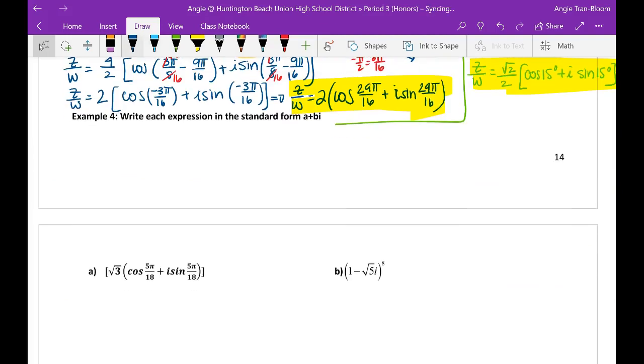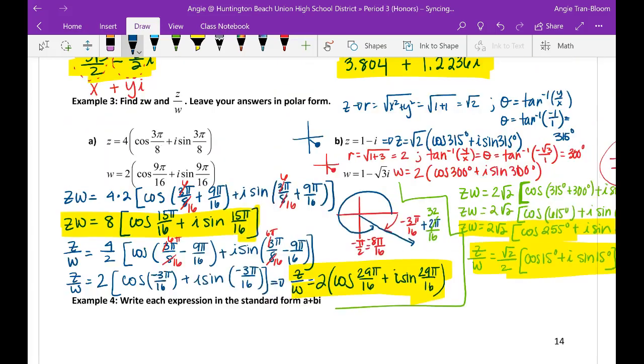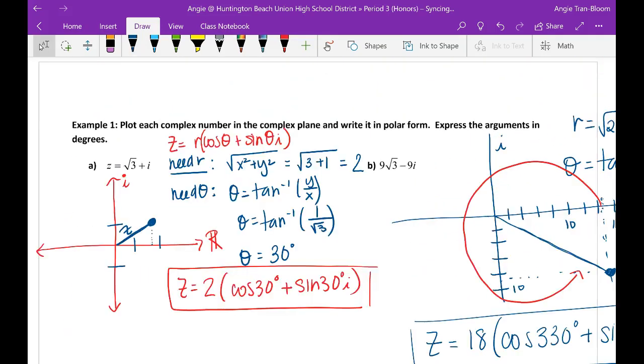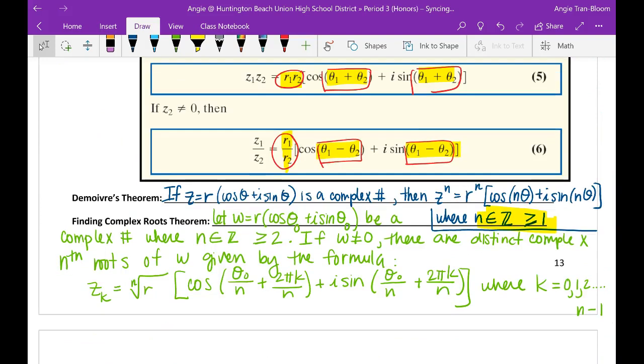With this one, it said write each expression in the standard form a plus bi. Well, look at this one. You can go about this in multiple ways, right? Notice this doesn't seem to have any power. The power is actually 1, so we can put a 1 power there if you want, or if not, no big deal. You can work this out normally, or you can use De Moivre's theorem, because De Moivre's theorem does say that the power can be 1.